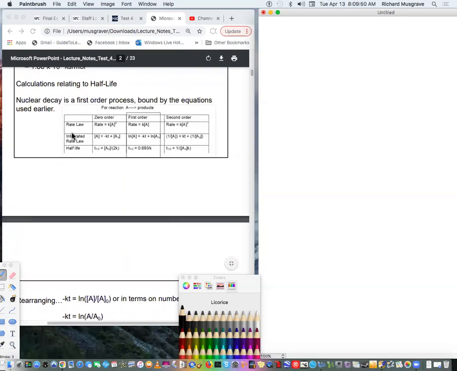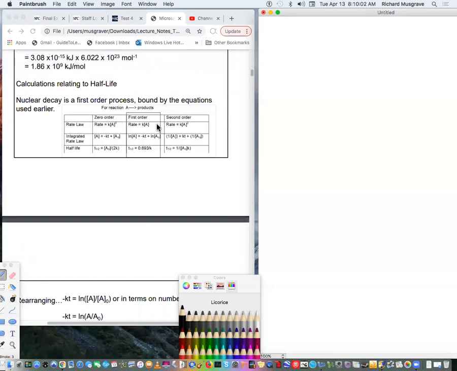Now, the next thing I'm going to talk about here is calculations relating to half-life. So nuclear decay is a first-order process. It's bound by equations that we talked about back in test 1. And that is this kind of rate equation, rate equals k[A]. So the rate of reaction is directly proportionate to the concentration of the reactant, that is A to the power of 1. We can calculate an integrated rate law based on that, and you can see that's it there. And we can also get a half-life.